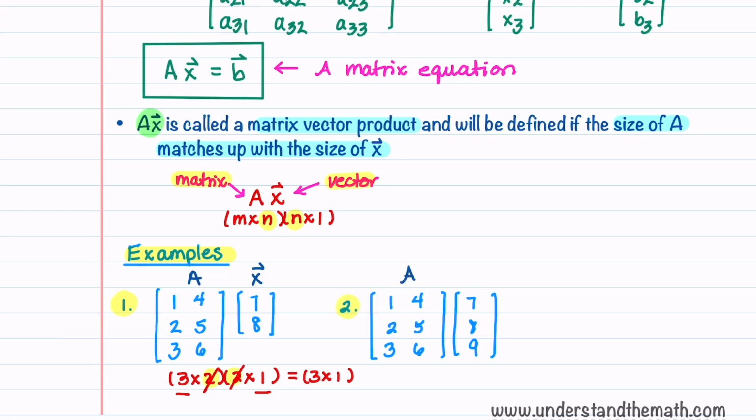Let's now look at our second example. Let's label this our matrix A and this our vector x. The size of A is again 3 by 2, but this time the size of x is 3 by 1. Notice that these 2 numbers are different, and because of this, we say that our product is undefined.